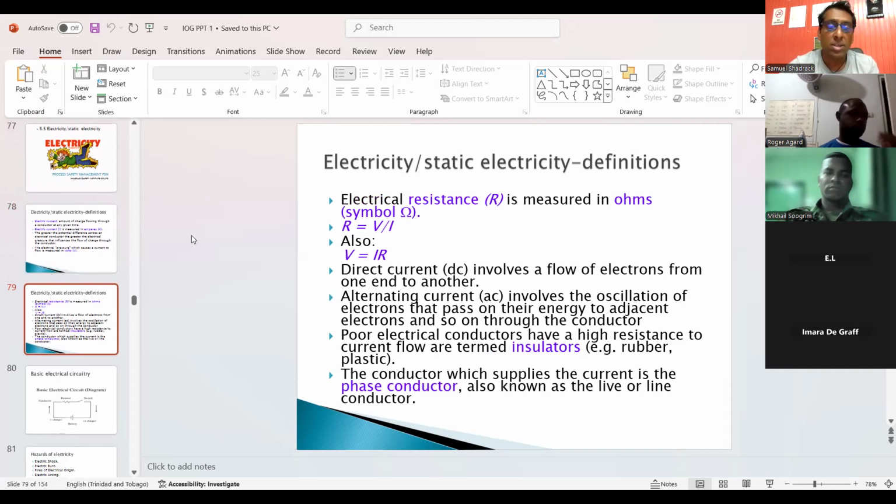There's a little formula for this, for those of us who know it: V is equal to IR. These here are the transposed formulas. This is something called Ohm's law. V is equal to IR. Voltage is equal to current times resistance. You do have different types of current: direct current and alternating current.